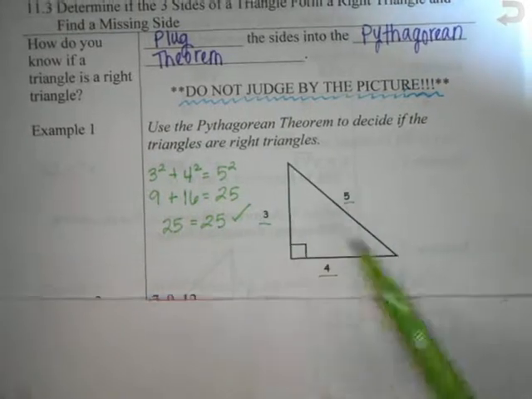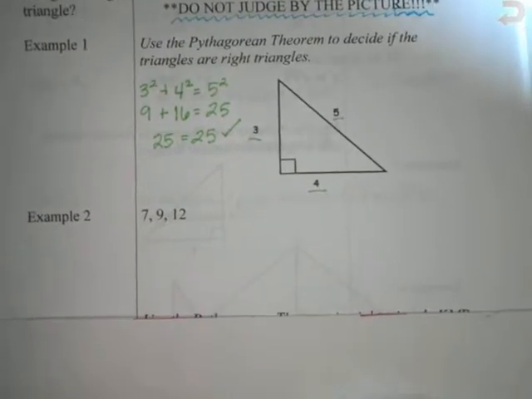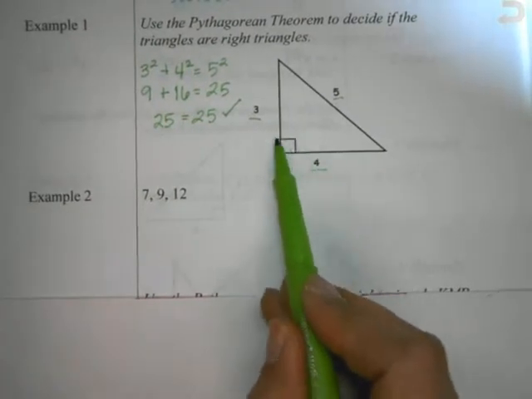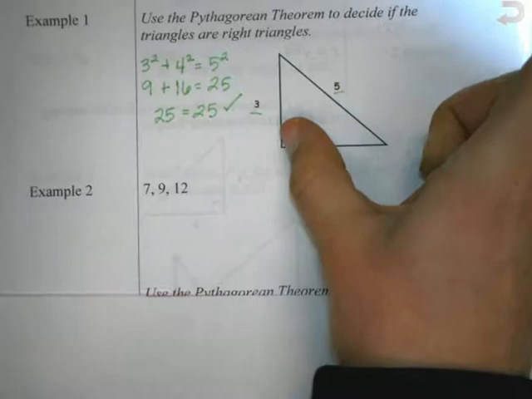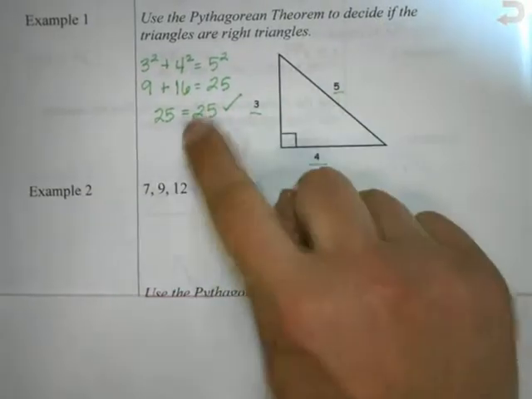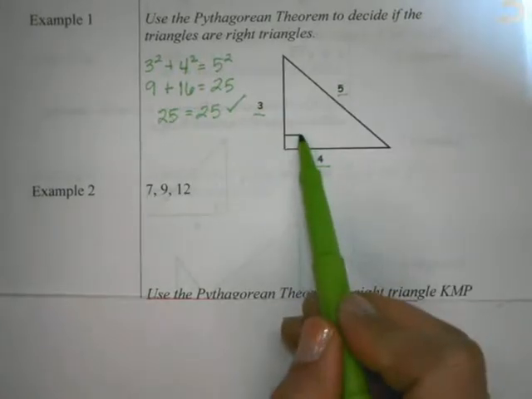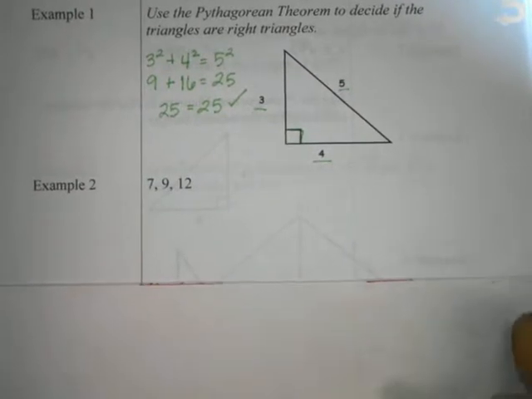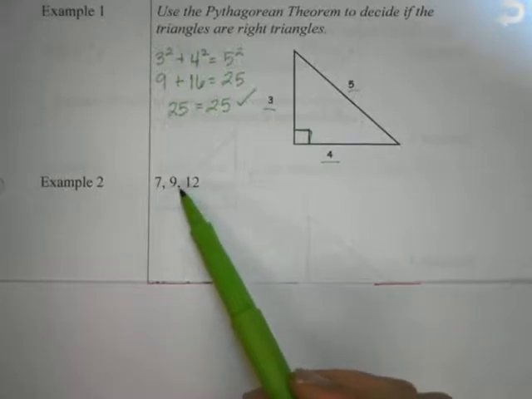What we are going to be given mostly is for example 2. There is no picture at all. In example 1, we knew it was a right triangle because they gave us the 90 degrees. What they could have done was given us the triangle without the 90 degrees and just the measures, and we would have had to plug everything in to say yes or no, it's a right triangle. We were just double checking. In example 2, we see 3 numbers, and we have to decide whether or not this makes a right triangle.